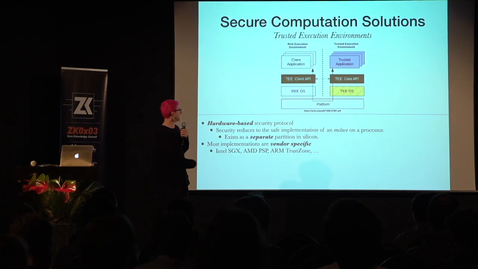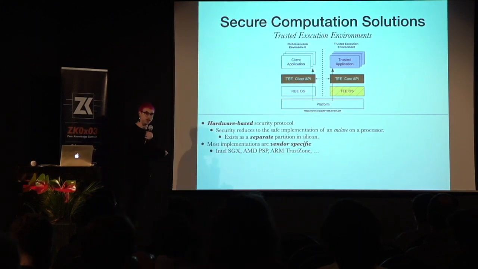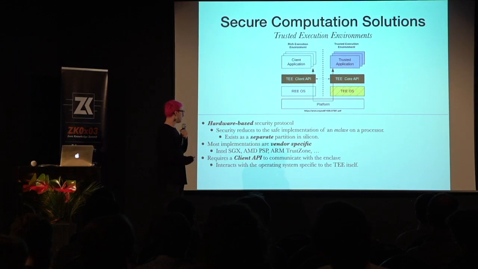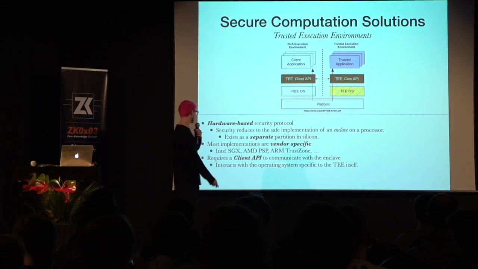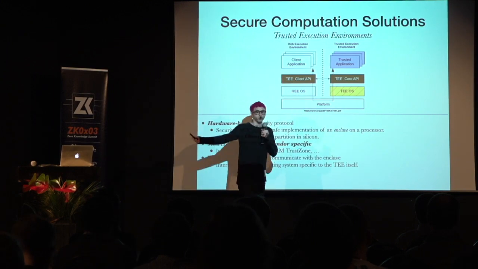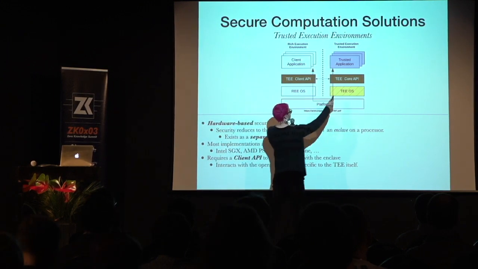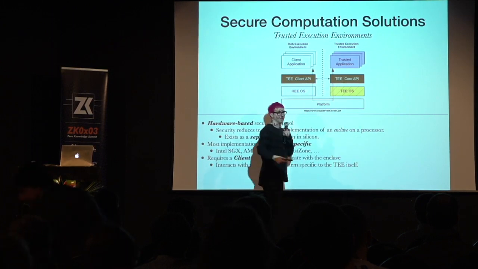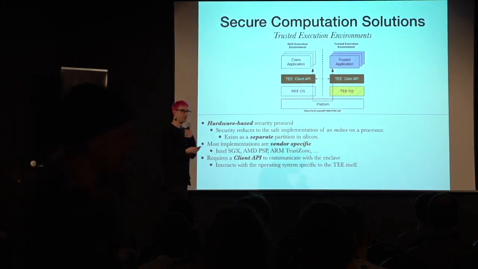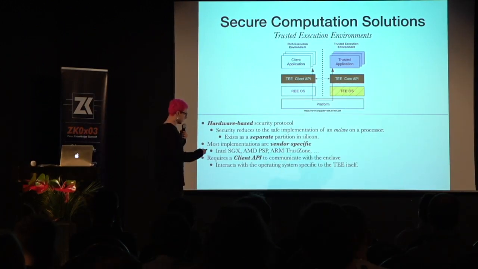Most implementations of TEEs are vendor specific. Some examples are Intel SGX, AMD PSP, and ARM TrustZone. It requires a client API to communicate with the enclave. So if you can see in our diagram here, we have a client API which will communicate with the processor itself and allow the application to be executed inside this enclave, inside this secure part of the processor.